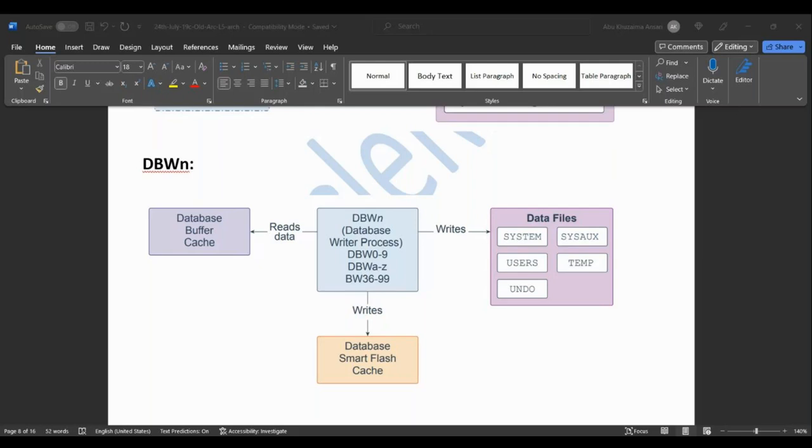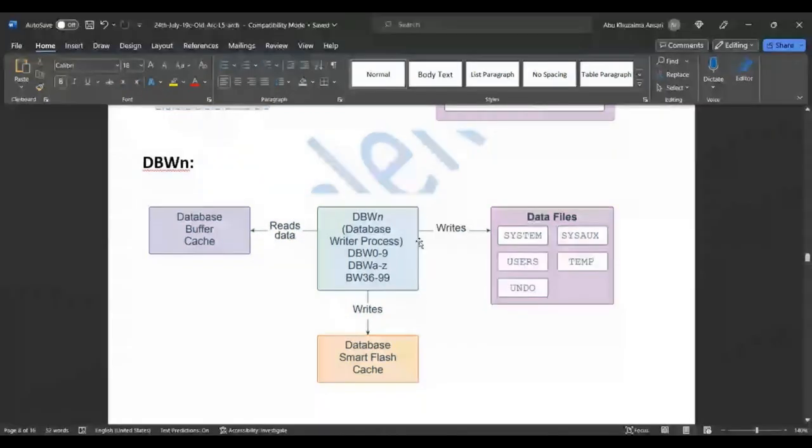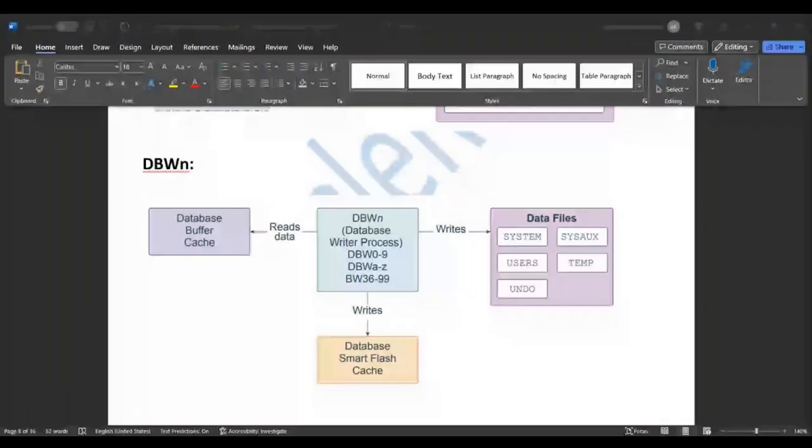Now, what is the naming of these DBWR? You can see in the diagram, the first ones are DBW0 to 9, and after that DBWA to Z. After Z, the naming starts again with DBW36 to 99. This is the naming convention in your database, so don't get confused if you get DBW36, DBW37 like that. If your database has one database writer, you will get DBW0. If it has two, you will get DBW0 and DBW1. It writes to the system, sysaux, user, temp and undo tablespaces, and also to the database smart flash cache. Okay, clear guys?